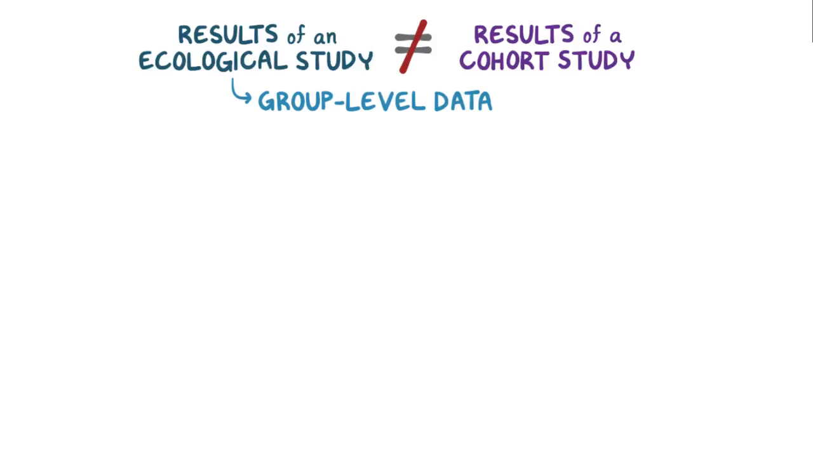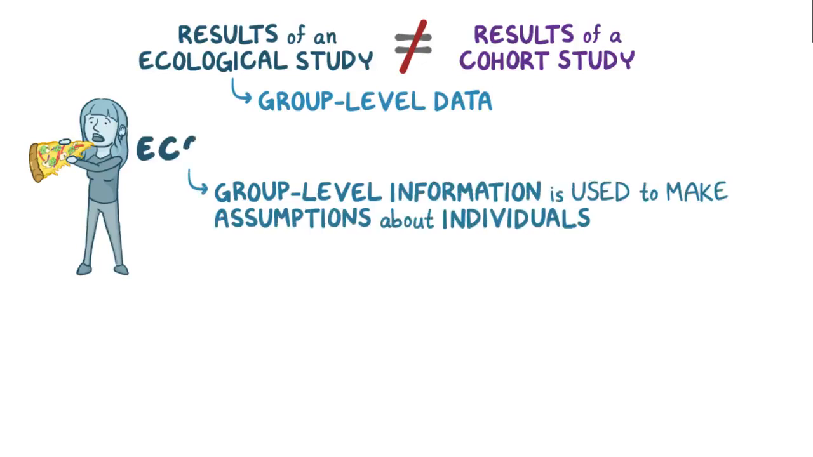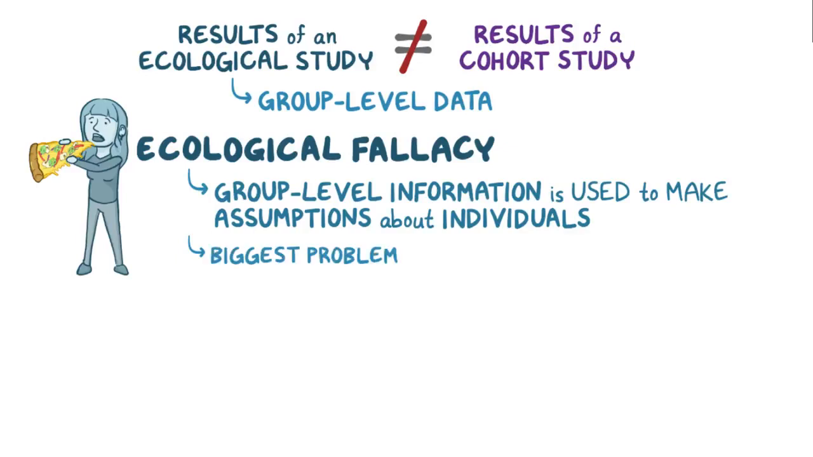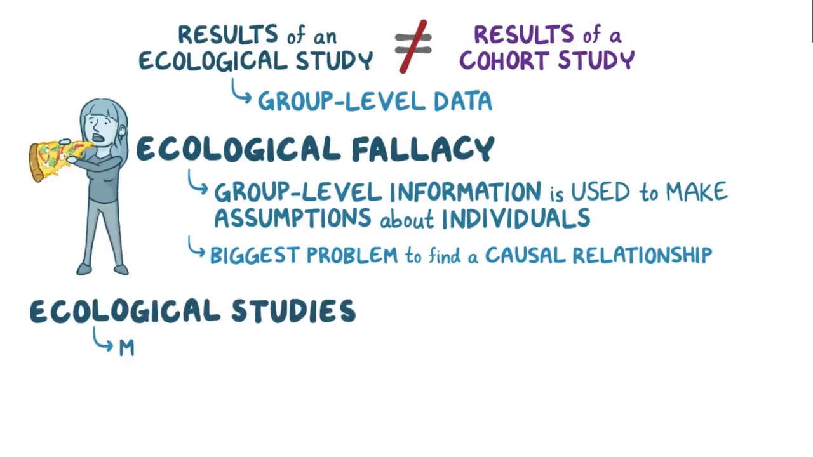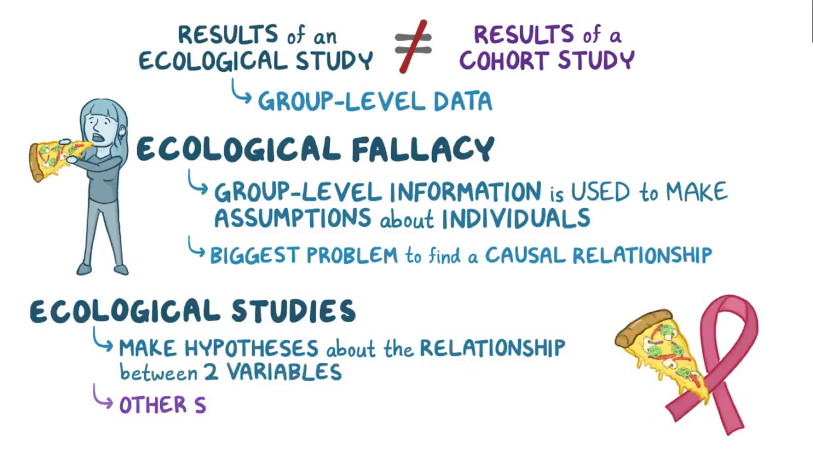In other words, we don't know if the individuals who ate more fat were the same ones that developed breast cancer. When group-level information is used to make assumptions about individuals, it's called the ecological fallacy. And it's the biggest problem with using ecological studies to find out if there's a causal relationship between two variables. As a result, ecological studies are typically used to make hypotheses about the relationship between two variables. But other study designs, like cohort studies or case control studies, have to be conducted in order to figure out if there's really a causal relationship.